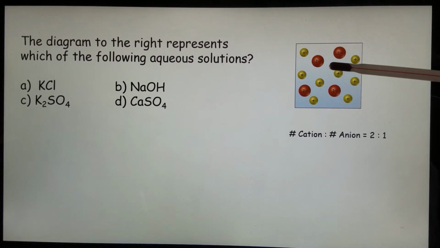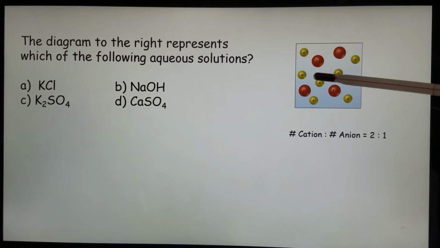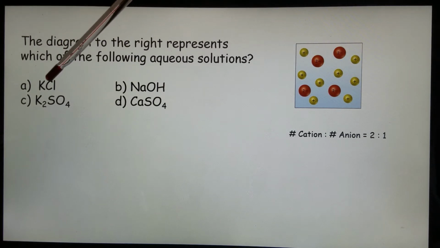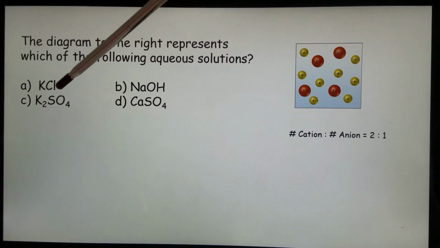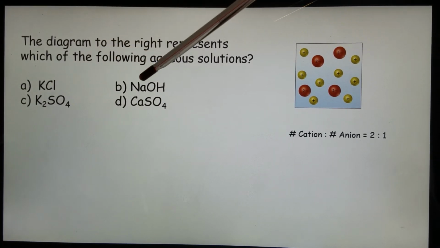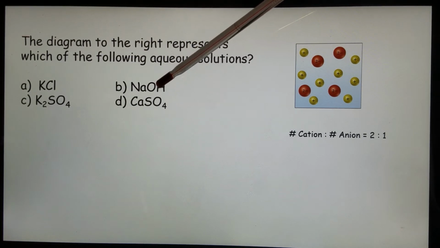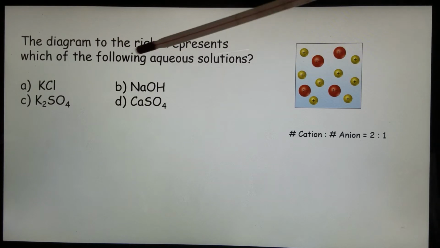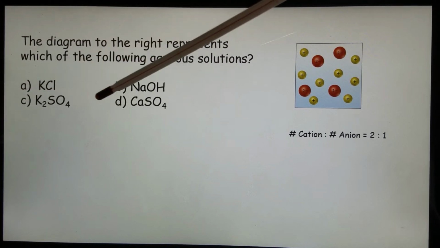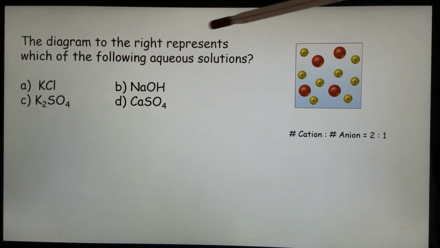So, we can see we have a 2 minus anion. We don't have a 1 minus anion. Then that eliminates A and B, because the anion in A, chloride, is -1, and in B, hydroxide, is -1. So both A and B are out. And now the correct answer can only be C and D.